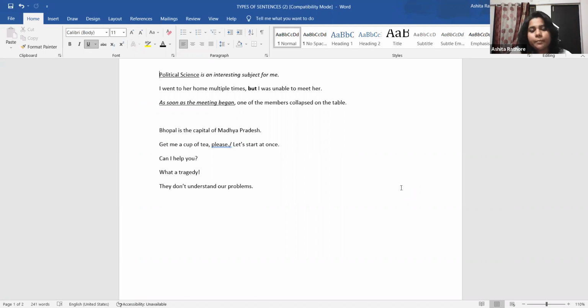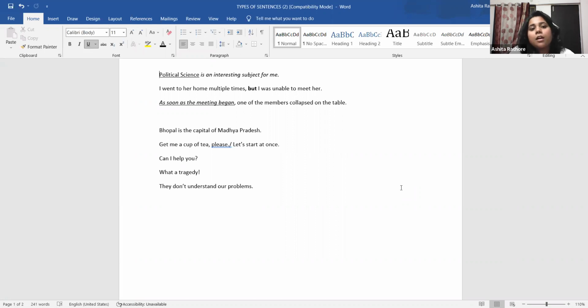sentence. Okay? So these three bifurcations that we were just doing, simple, complex, compound, what were these? We were discussing these structural differences between the sentences. Okay. Next, we come to semantic differences.